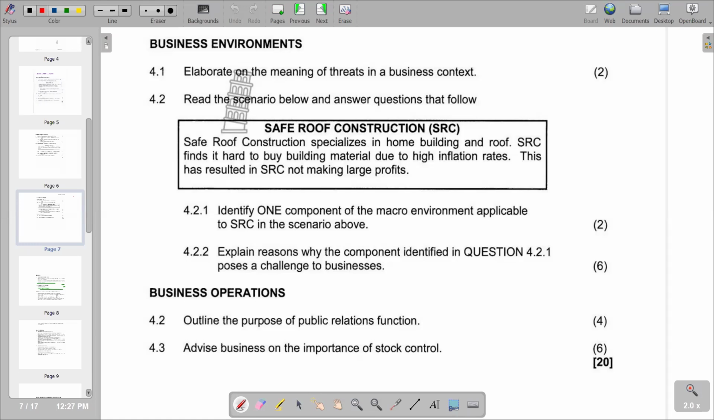This week we're going to look at a question paper of March 2023, and we're going to look at question 4 of that question paper, whereby we're going to look at business environments and also business operations. On the first question, it reads, elaborate on the meaning of threats in a business context. The question has 2 marks.